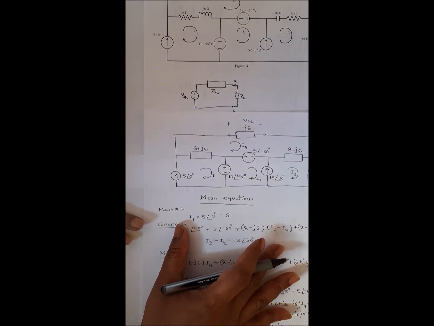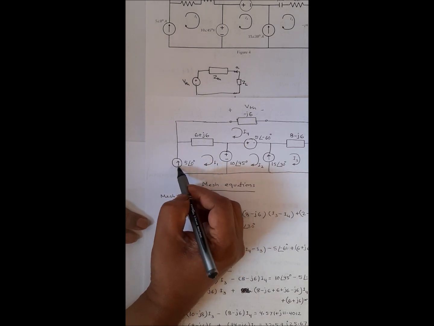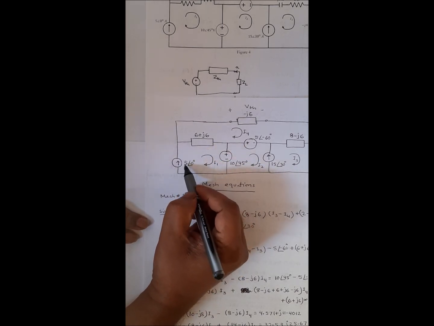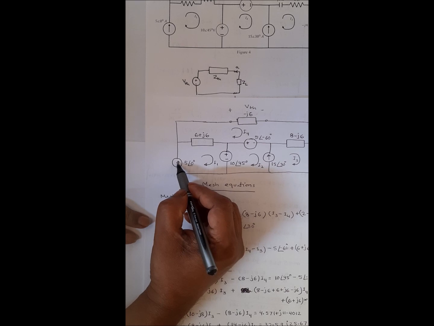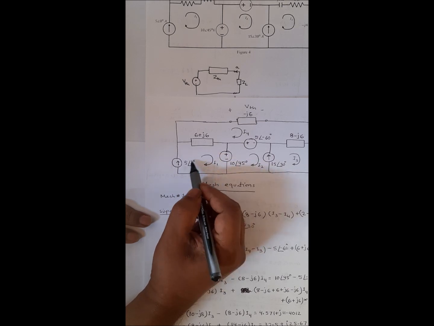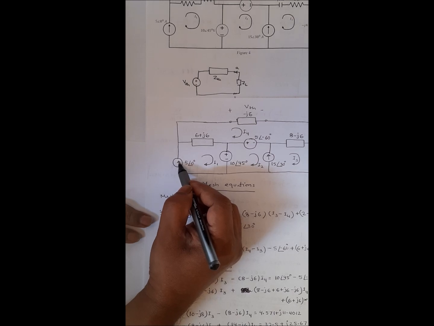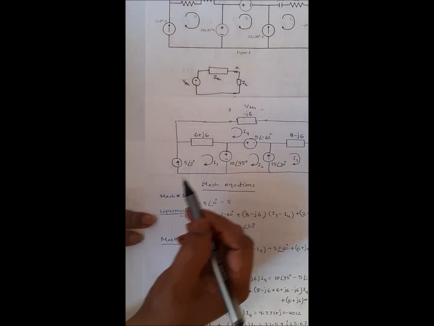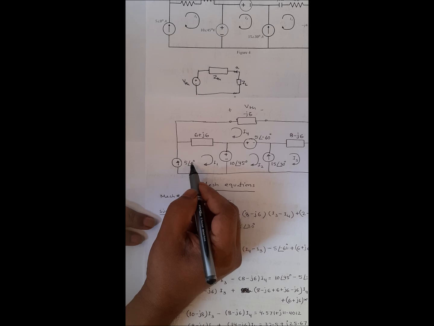To write the mesh equations, for mesh 1, for this mesh, you see we have a 5 ampere current source. If you have a current source connected with a mesh, you should relate the current source with the mesh current, and we cannot write Kirchhoff's voltage law because of this current source. We have no idea what the voltage across this will be, because a current source has a fixed value for current but could be any value for voltage. We also cannot apply Ohm's law for a current source.